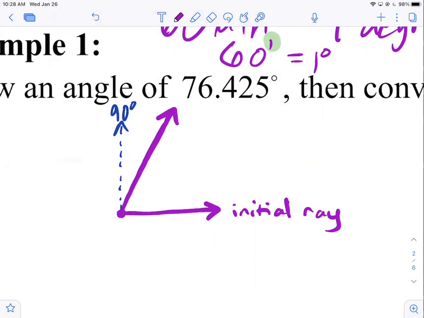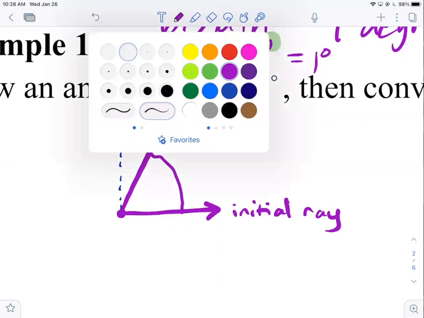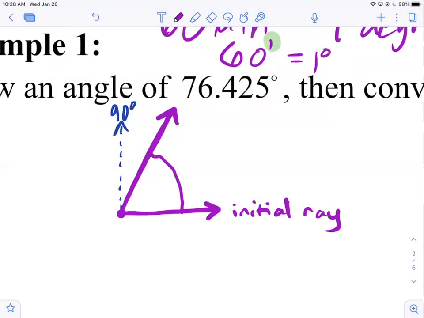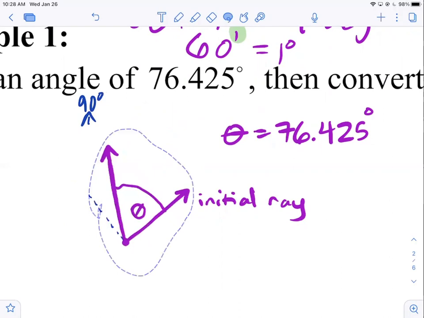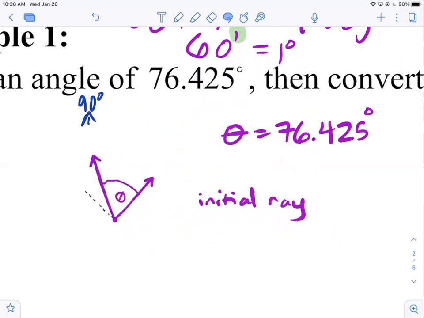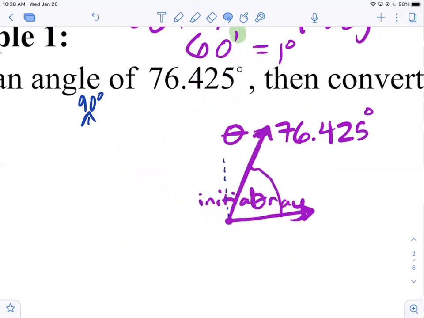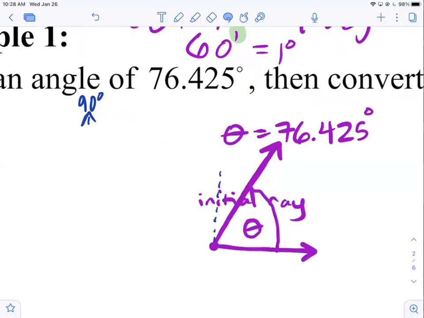Okay. And then I'm going to put this arc between it so that I know I'm talking about that angle. Remember, because there's also this angle. Okay. And then I'm going to label it as theta. So now I come over here and say theta is 76.425 degrees. Now, again, in Euclidean geometry, I can draw this anywhere, make it as large or as small as I want, and it's still going to be 76.425.